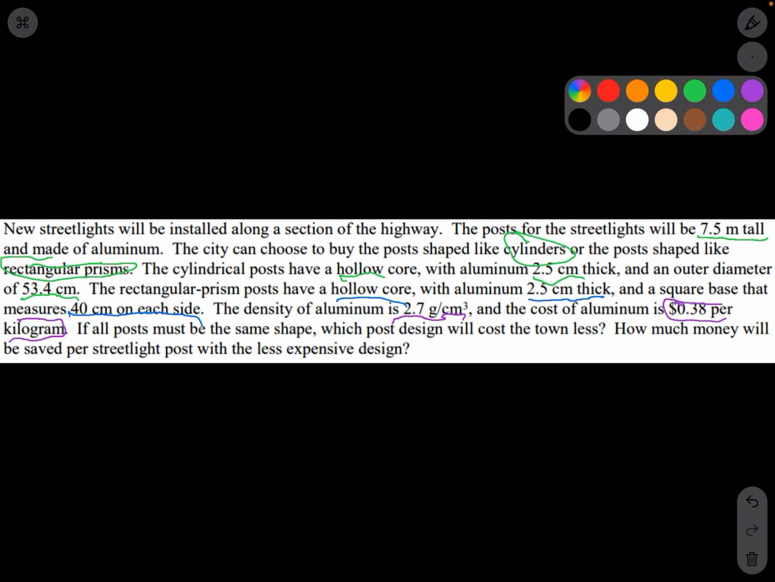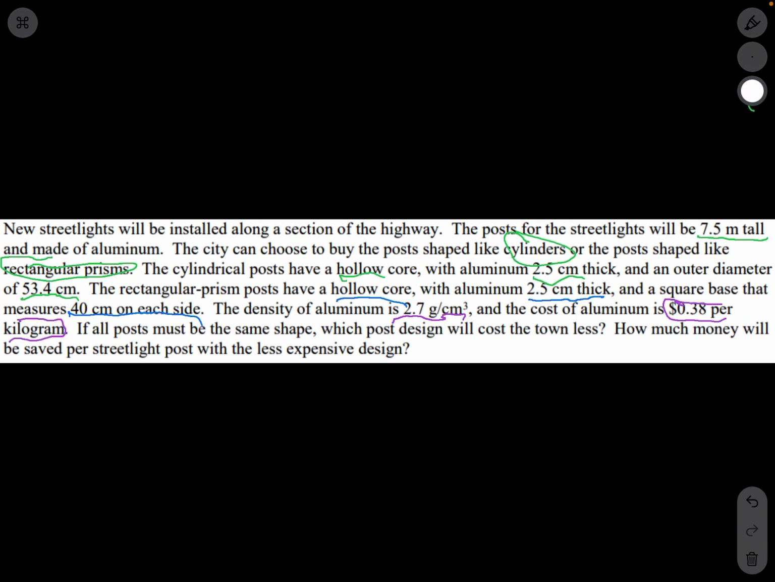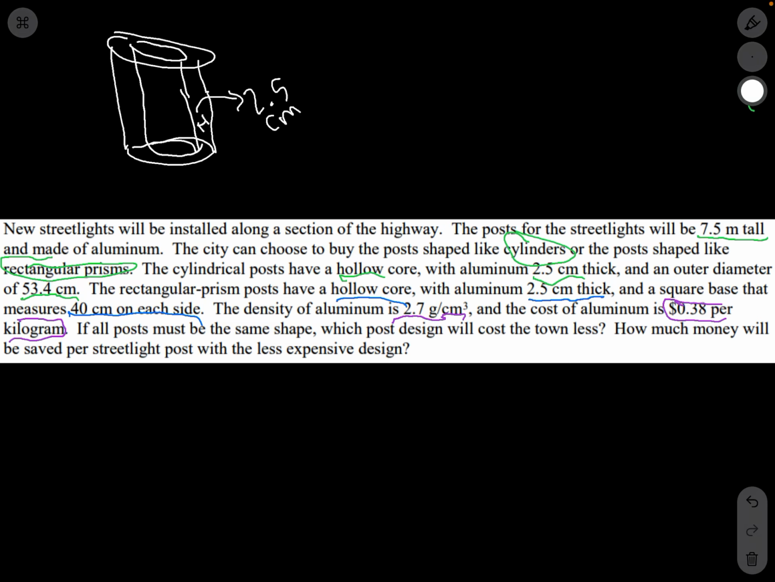Okay, so let's find the volume of both figures first. Let's start with the cylinders. The cylinder will look kind of like this, with a hollow core. This will be 2.5 centimeters because it's 2.5 centimeters thick, and then the outer diameter is 53.4 centimeters.